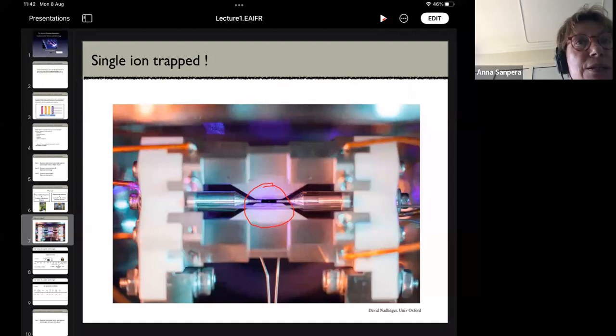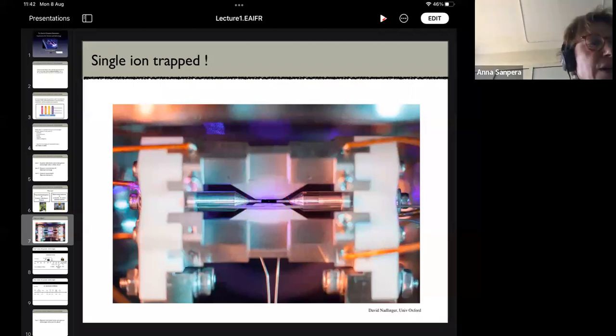So without this extreme control of the quantum technologies, of the capability of controlling, preparing, and manipulating quantum systems at the single particle level or at the few particle level, it would not have been possible. So quantum technologies could not appear before because it was just impossible to have this kind of techniques.